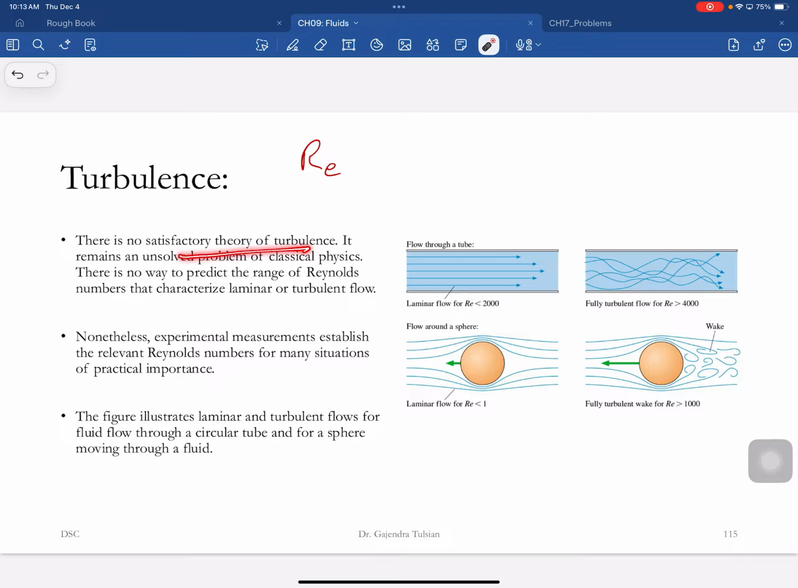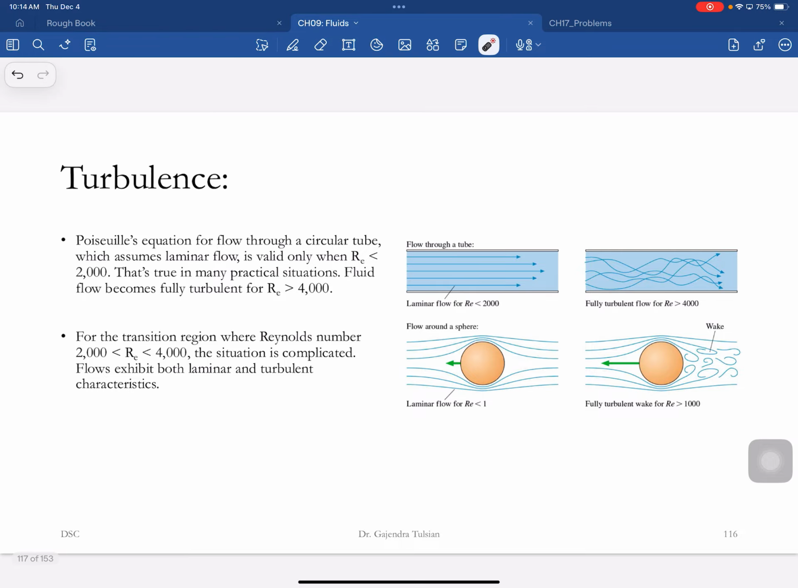So there is no satisfactory theory for turbulence. Experimental measurements establish the relevant Reynolds numbers. If you want to study this tube, you just make a fluid flow and you increase the speed of the fluid and watch for when turbulence sets in. The figure illustrates laminar and turbulent flow for fluid flowing through a circular tube and for a sphere moving through a fluid. If the tube had a square cross-section, that Reynolds number would be different. This Reynolds number is for a circular cross-section tube.